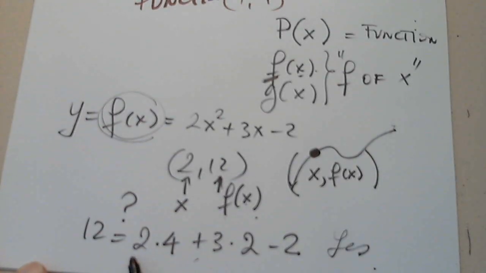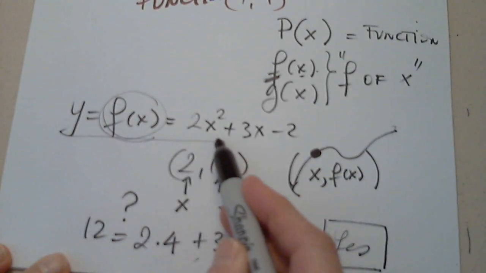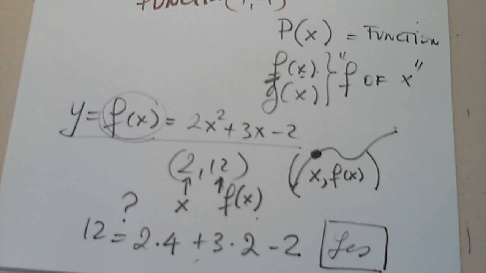So 2 times 4 is 8. 8 plus 6 is 14. 14 minus 2 is 12. Therefore, I will say yes. This point verifies the equation given in the problem. Therefore, this point is somewhere on its graph. Any questions? And the same procedure for the other points. This is how we determine whether a point is on the graph or not.